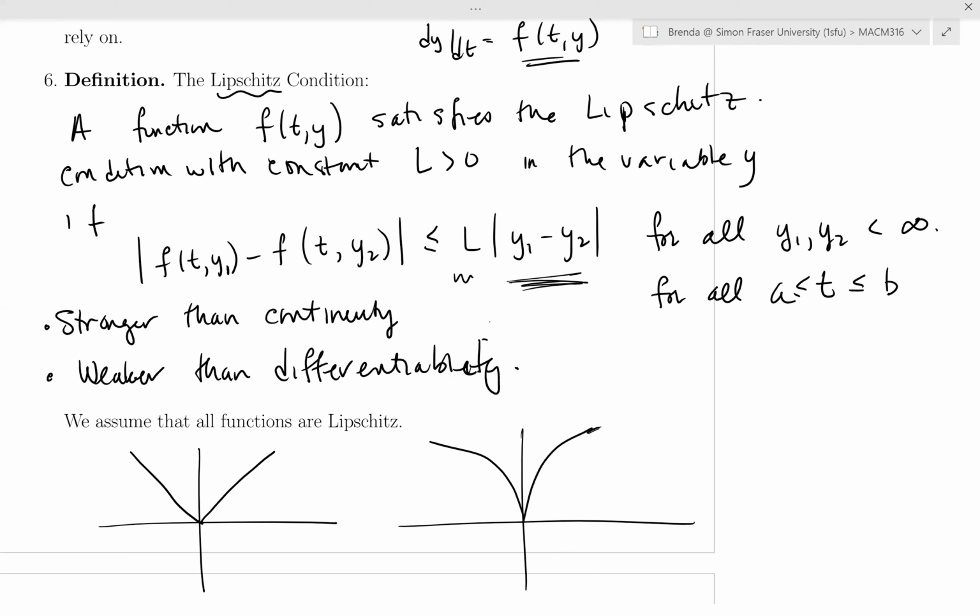You just imagine the derivative is existing at all of these points. As you're getting close to here, the derivative coming from the right is 1, and the derivative here is -1. The derivative stays bounded as you're getting close to 0. In this case, the derivative keeps getting bigger and bigger as we get close to 0, so it does not stay bounded. This guy is Lipschitz, this guy is not.